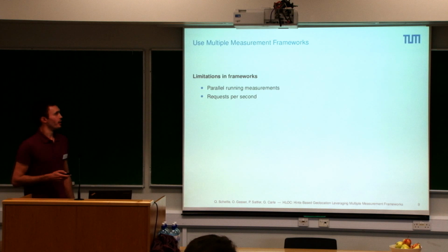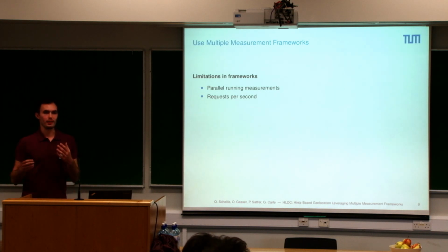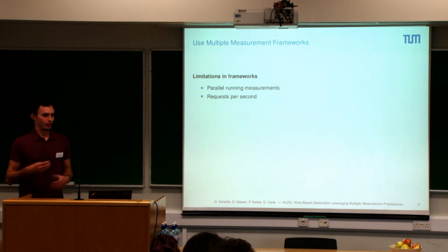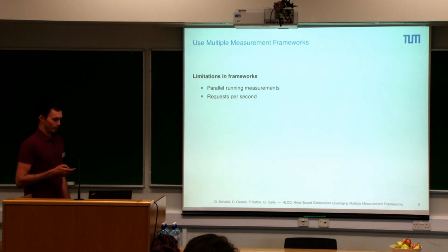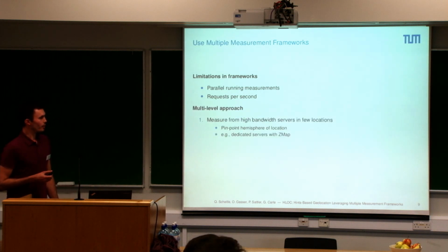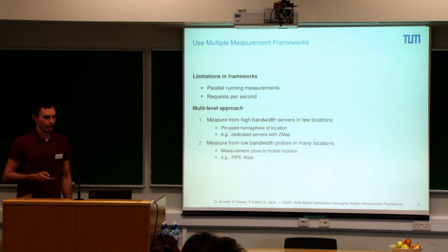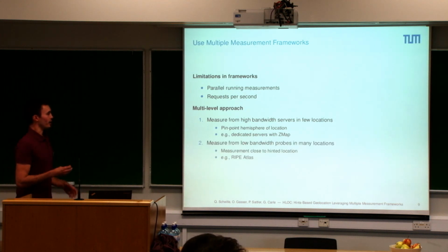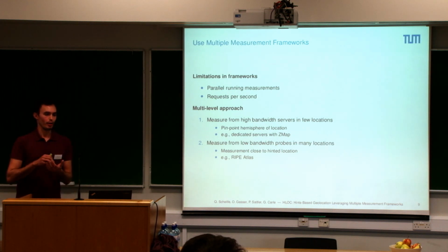The next part is to use multiple measurement frameworks. There are some limitations in frameworks, for example, the number of parallel measurements that you can run, or the requests per second that you can perform. So we first conduct measurements with ZMap, which are high bandwidth measurements, to pinpoint the hemisphere of the location. Then we conduct high accuracy measurements from a probe near the suspected locations using RIPE Atlas.